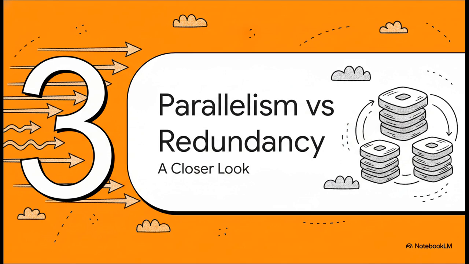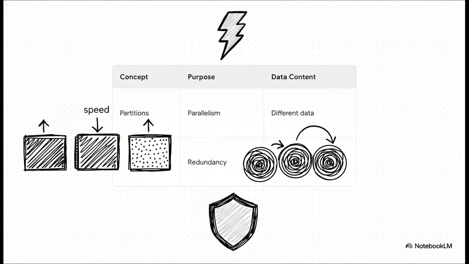Okay, now that we've met them, let's put them side by side. We're really going to hammer home the fundamental difference between the parallelism you get from partitions and the redundancy you get from replicas. This table right here makes it crystal clear. Let's look at purpose. Simple, right? Partitions are for parallelism, replicas are for redundancy. But the data content row, that's the real lightbulb moment. Partitions hold different data. Each one has its own unique piece of the pie. Replicas, though, they hold the exact same data. They are identical twins of a single partition.